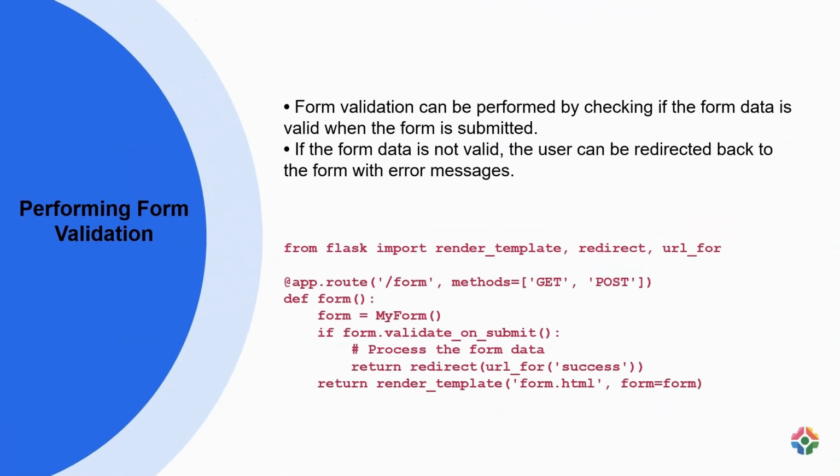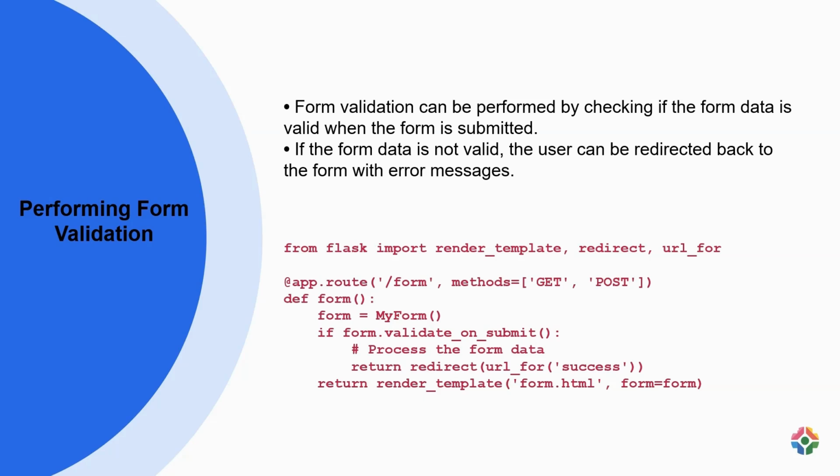Form validation is crucial for ensuring data integrity in web applications. By checking the validity of form data upon submission, errors can be caught early to provide a smoother user experience. In the provided Python Flask snippet, the validate_on_submit method is used to trigger form validation. If validation fails, users are redirected back to the form, equipped with error messages to correct their input. This approach minimizes incorrect data submissions and enhances the overall usability of the application.